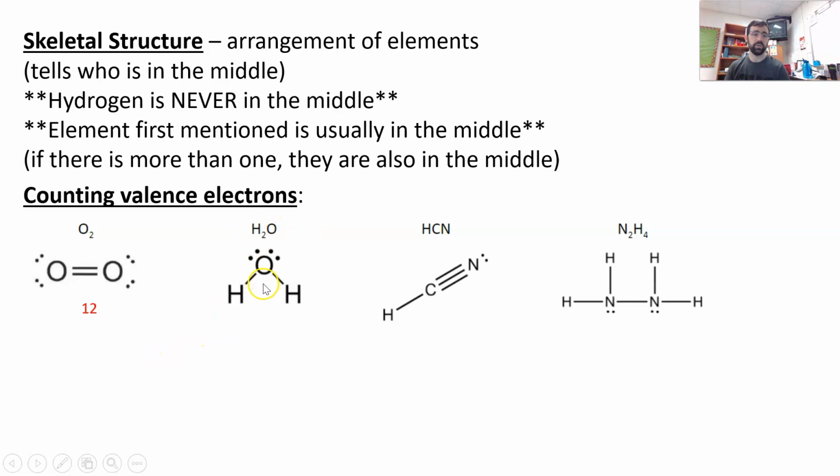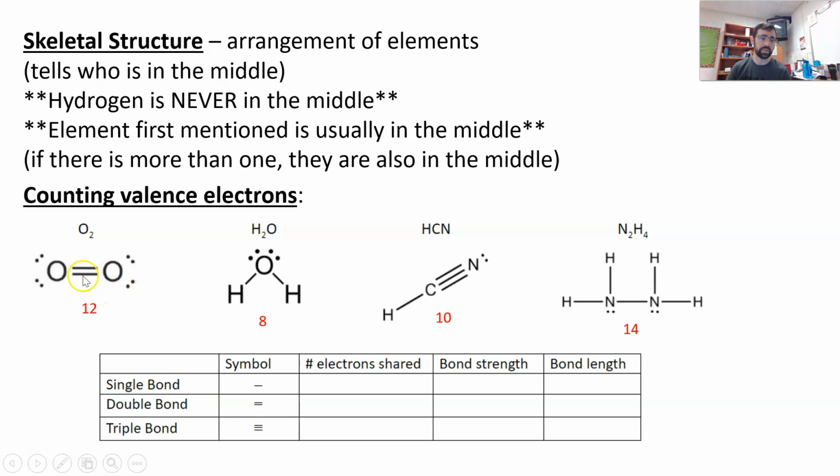Look at H2O. We've got 2, 4, 5, 6, 7, 8, 8 valence electrons. All right, HCN: 2, 4, 6, 8, 9, 10. 10 valence electrons in HCN. And then with N2H4, I've got 2, 4, 6, 8, 10, 11, 12, 13, 14 total valence electrons.